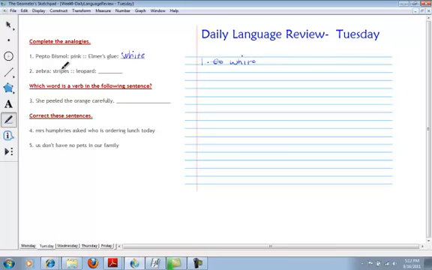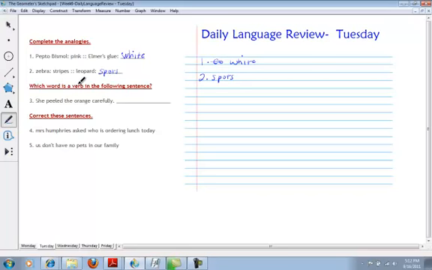Okay, number 2. Zebra is to stripes as leopard is to blank. A zebra has stripes and a leopard has spots. So number 2 would be spots. Let's look at the next section.